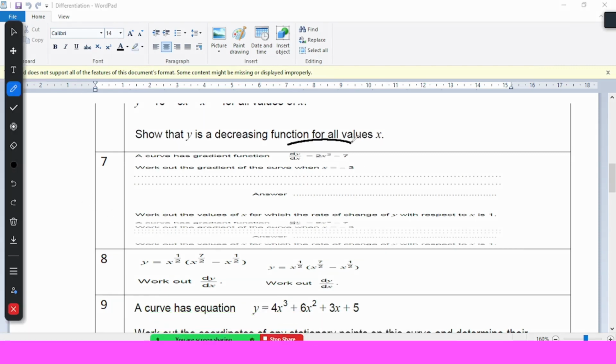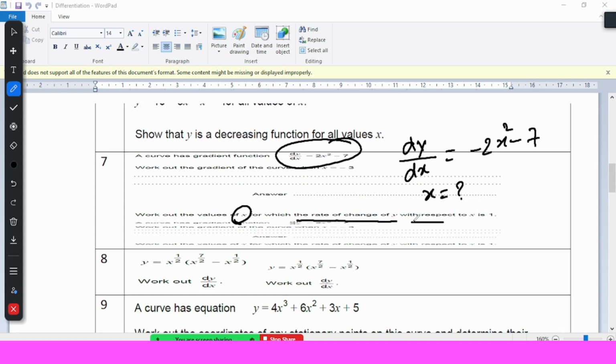See, this was my dy upon dx. Dy upon dx is equal to minus 2x square minus 7. Work out the values of x. We have to find for what value of x the rate of change of y with respect to x is 1. It means it is given that dy upon dx is equal to 1. Then what will be the x? Now, this is a very simple question.